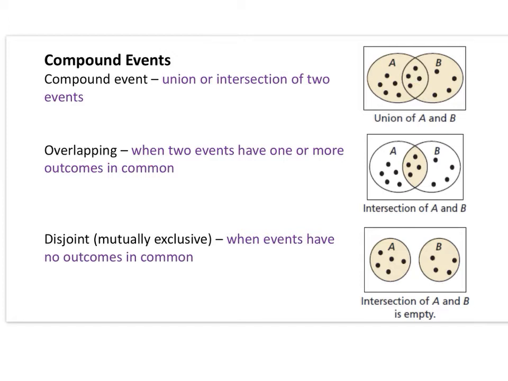Overlapping is when two events have one or more outcomes in common. Here's an example of an intersection that's overlapping, and they have one or more outcomes in common. That's this section right here. And then disjoint, another word we could also use is mutually exclusive, is when events have no outcomes in common. And you can see that the two circles are not connected or overlapping at all. These would be disjoint.